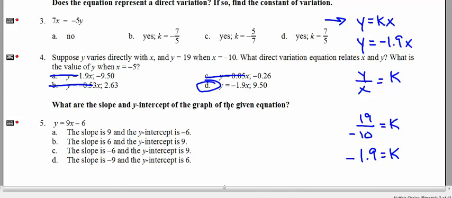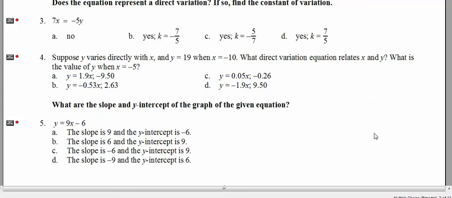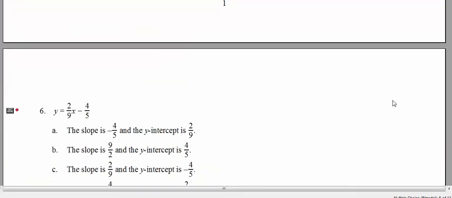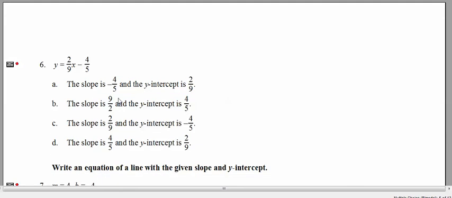Clear? All right. What are the slope and y-intercept of the graph of the given equation? That was a tough one. Right. Another toughie. Slope, y-intercept. Slope, y-intercept. C, right? Right. Okay.